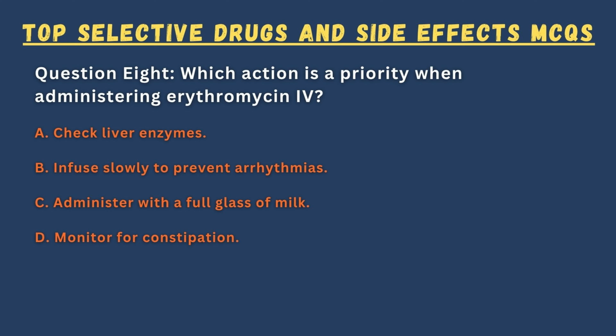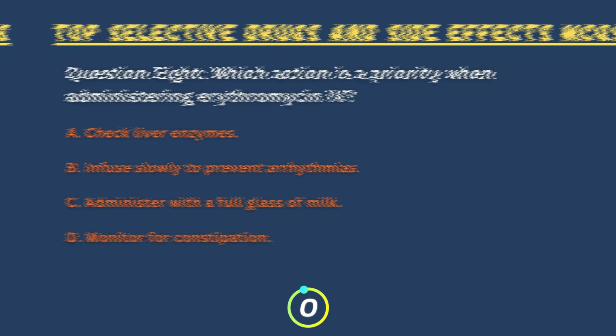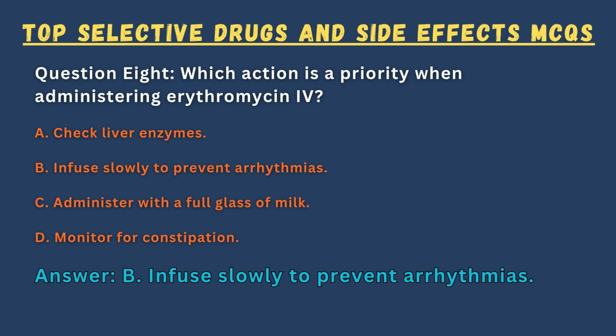Question 8. Which action is a priority when administering erythromycin IV? A. Check liver enzymes. B. Infuse slowly to prevent arrhythmias. C. Administer with a full glass of milk. D. Monitor for constipation. Answer. B. Infuse slowly to prevent arrhythmias.